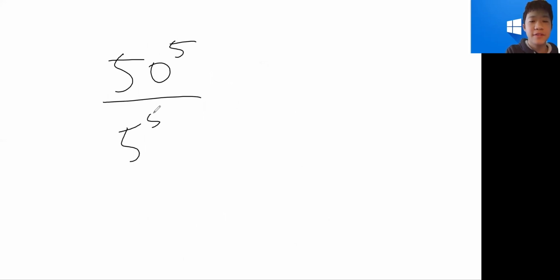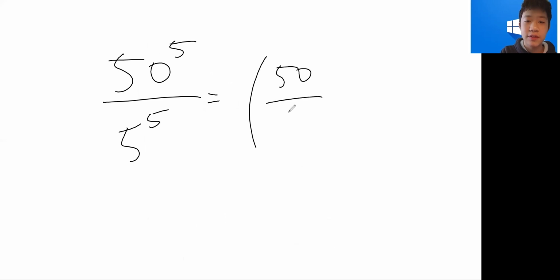And similarly, what if I gave you a problem that was like 50 to the 5th divided by 5 to the 5th? If we did it with multiplication, I think we can do it again with division. So we can just do this: 50 divided by 5, all to the 5th power.